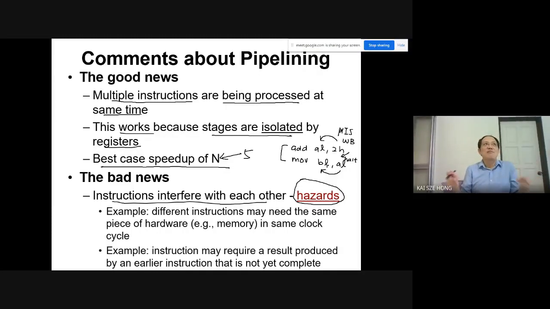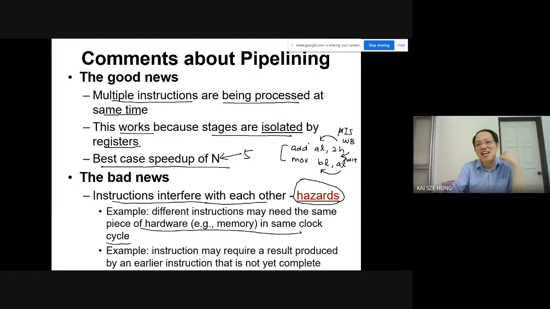Let's say the computer is used inside an aeroplane. An aeroplane also has a lot of microprocessors, right? Then suddenly you want to go up, then say go left, finish, right? Hazard, right? So for example, different instructions may need the same piece of hardware. You need the same piece of hardware in the same clock cycle.